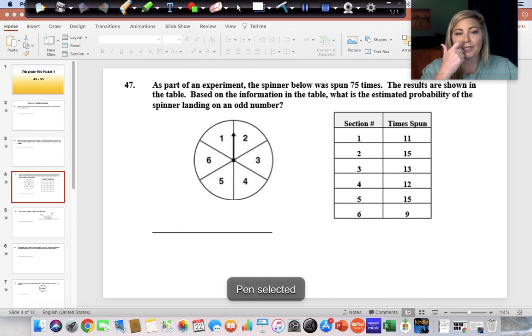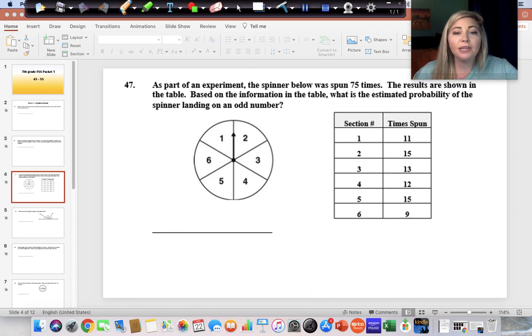Okay, number 47. As part of an experiment, the spinner below was spun 75 times. The results are shown in the table. Based on the information in the table, what is the estimated probability of the spinner landing on an odd number? Remember, estimated probability is experimental probability. That is what actually happened. It is not theoretical probability. So estimated probability is experimental probability.